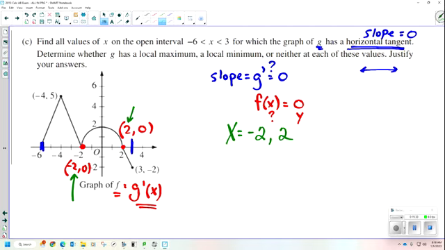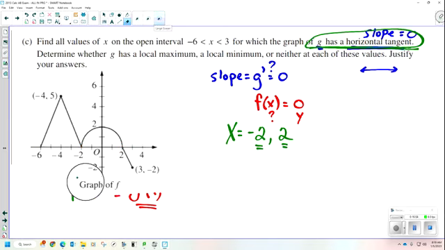But we're not done. We just answered this part where g has a horizontal tangent. But now we need to determine whether g has a local maximum, minimum, or neither at each of these values. So at negative 2 and positive 2, do I have a minimum? Do I have a maximum? This is for g. Or neither. All right. Time to erase again.